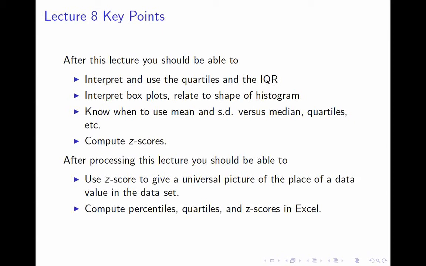We've pretty much said this before, you should know when to use mean, standard deviation, and z-scores. All of those things are in the symmetric, reasonably unimodal context, versus when it makes more sense to talk about medians, quartiles, and percentiles. Usually that's best when you're looking at skewed data. And now, after we've looked at this for a while, you should be able, first of all, to use z-scores to give a universal picture of the place of a data value in a data set. You should recognize, the z-score will tell me if this is a surprising value.